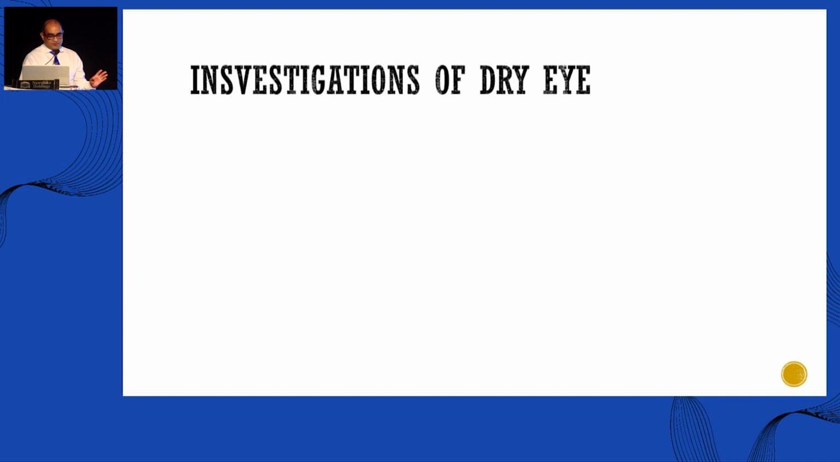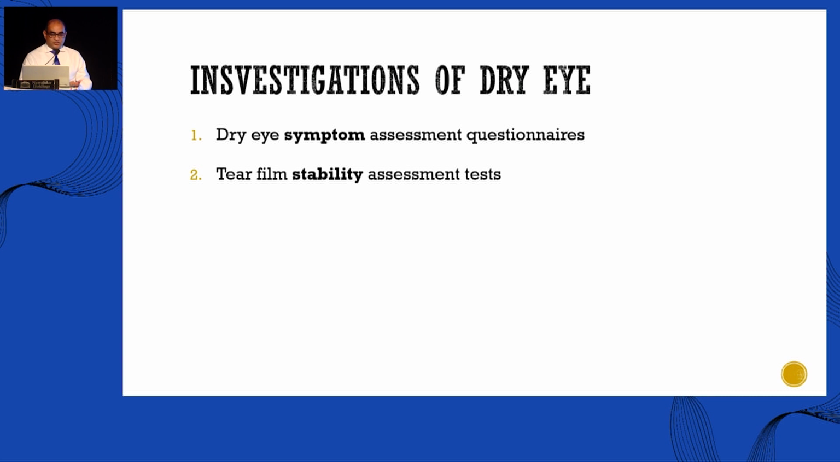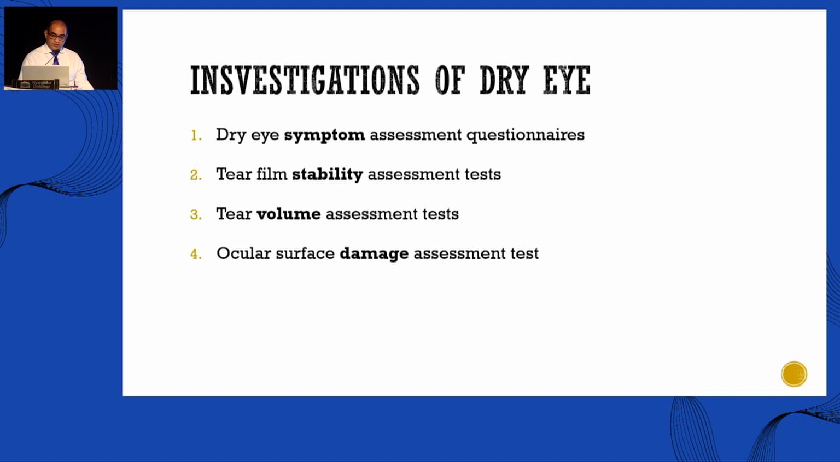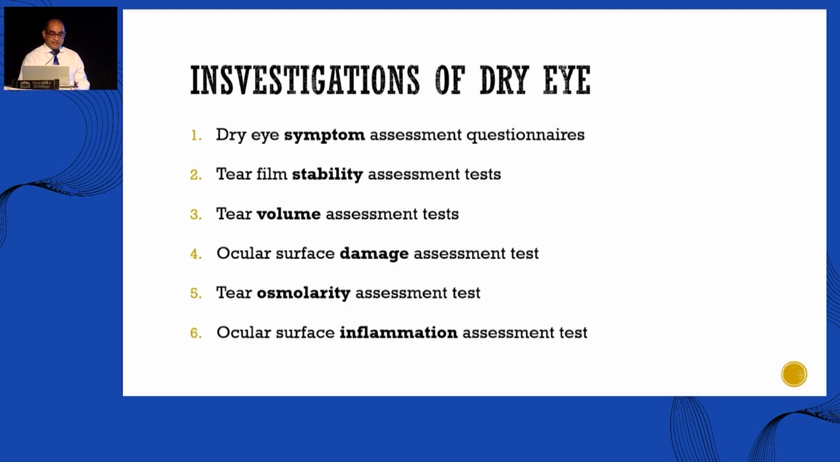When we consider the investigations, there are about 6 investigation arms. The first one is the dry eye symptom assessment questionnaires. Although it's a questionnaire or it's a history, it comes under the dry eye investigations as well. And it is a mandatory arm for dry eye diagnosis that we have to identify. And then the more conventional methods like tear film stability assessment tests, volume assessment, ocular surface damage assessment, osmolarity, and ocular surface inflammation assessment tests come in.